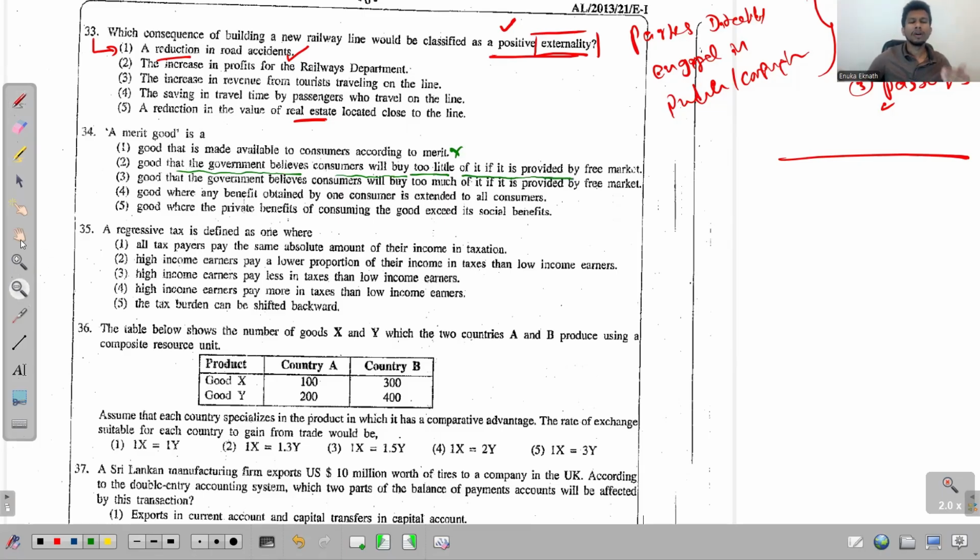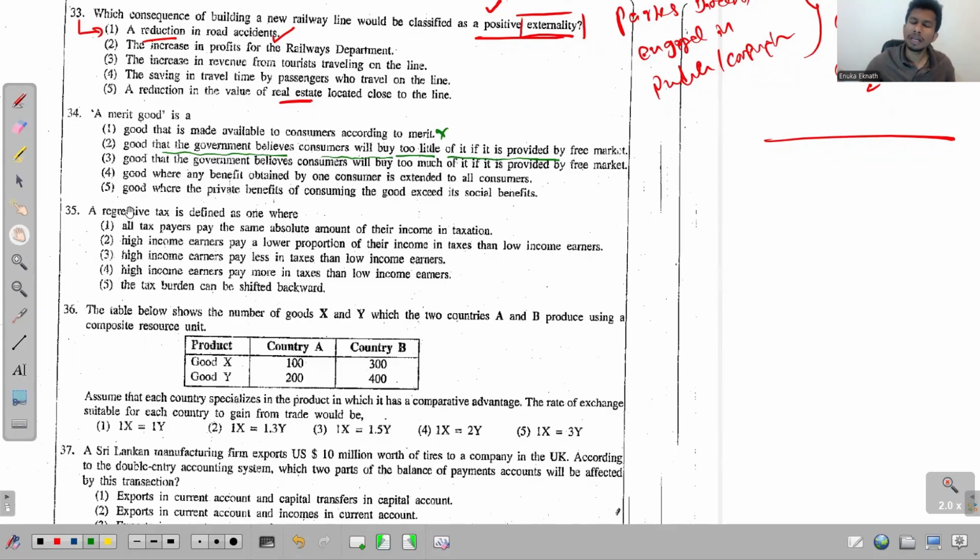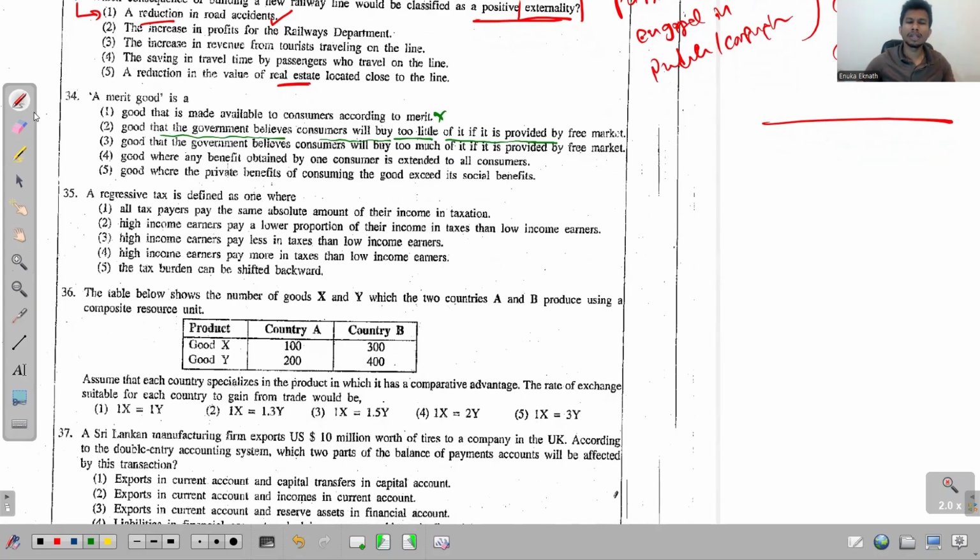All right. So let me just ask this question. What are merit goods? Those are the goods that may provide positive externalities. Those are the goods which may generate positive externalities in consumption, mainly in consumption. For example, education, the schools.